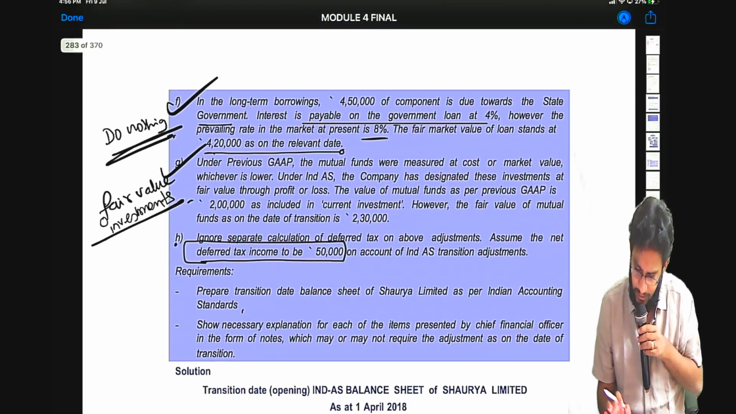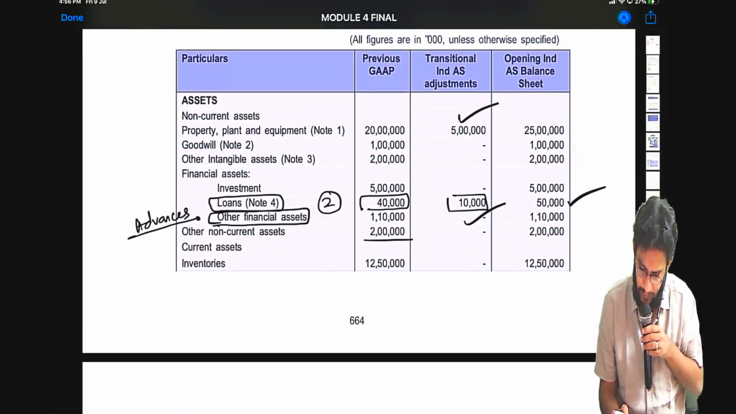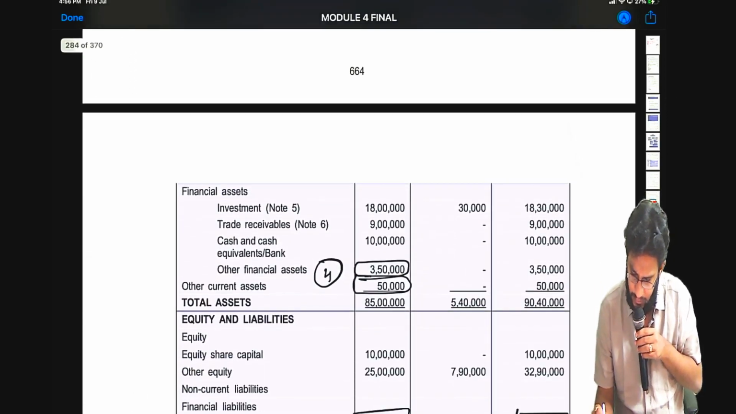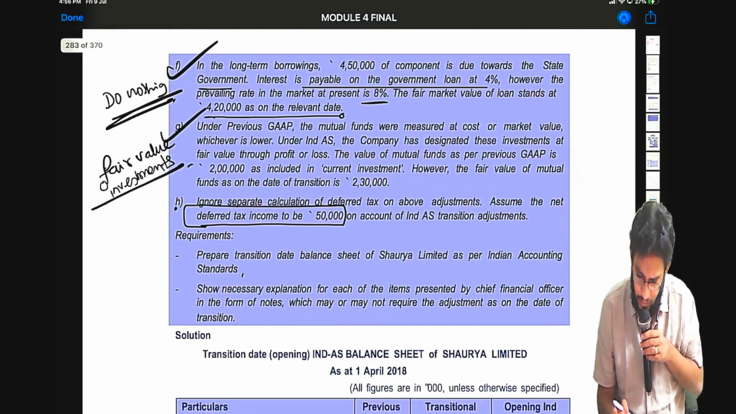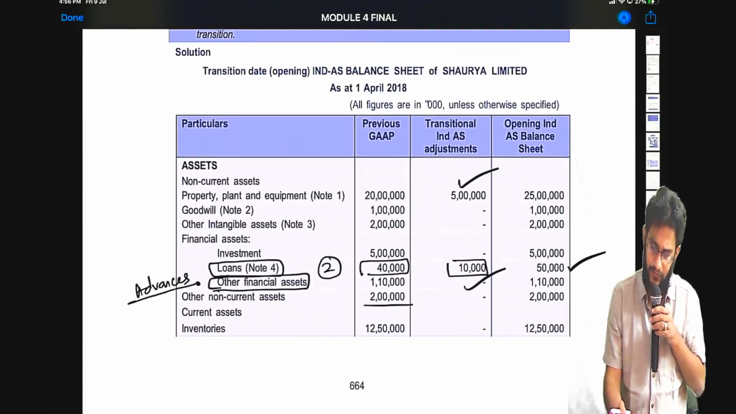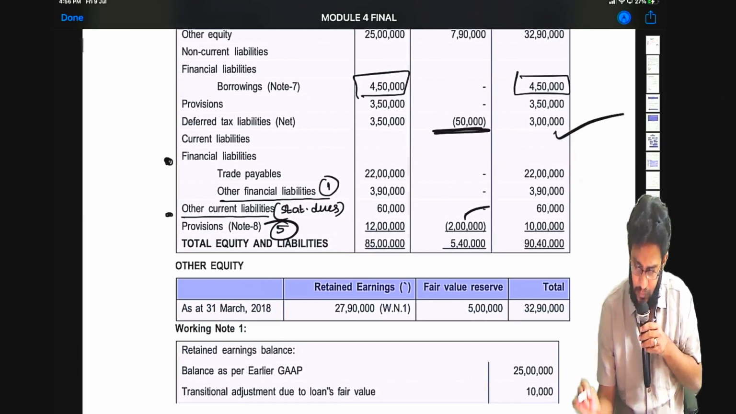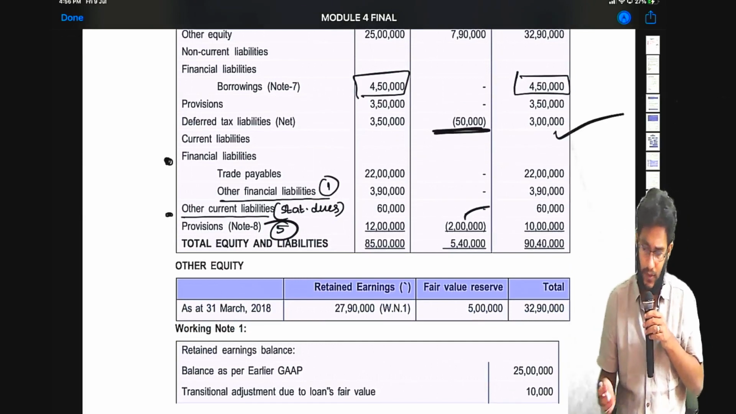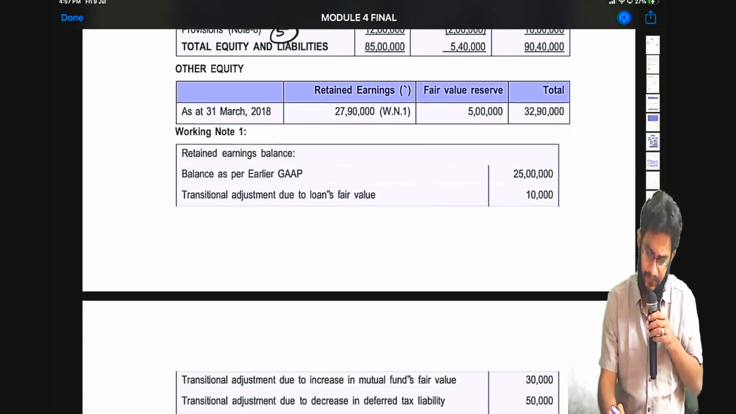Okay. Next, mutual funds investments are there. You have to increase it by 30,000. Fair valuation is there. So here he increased it by 30,000. Deferred tax income you have to recognize 50,000. I think DTL he would have reduced. See here. That's all, sir. Because of this, your retained earnings balance.